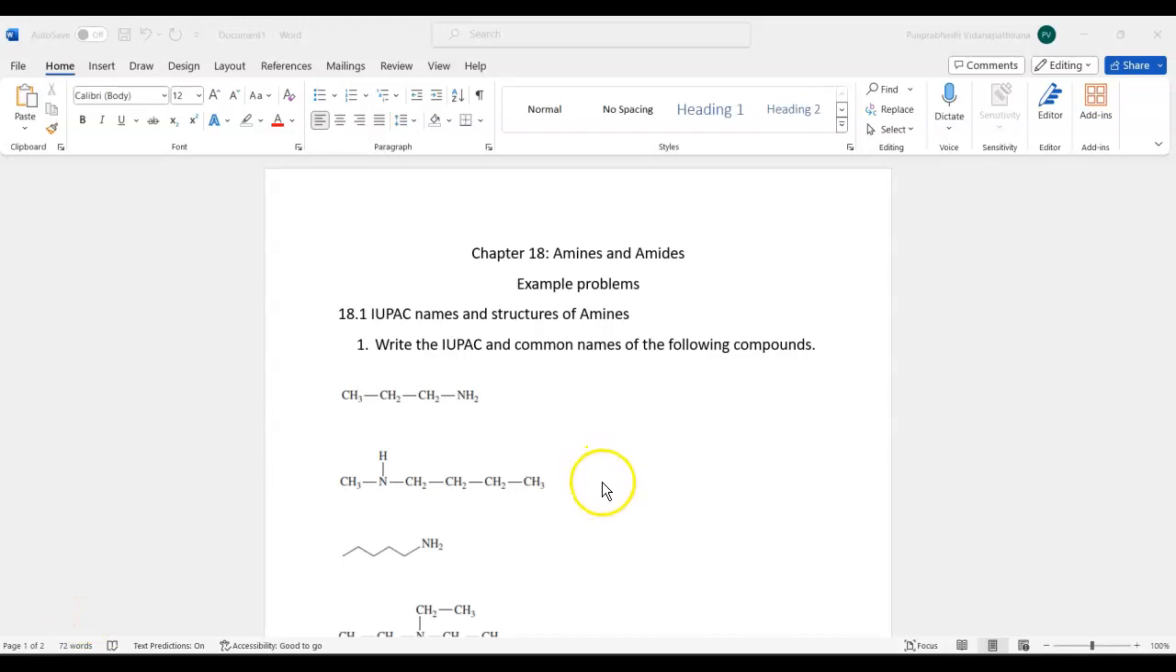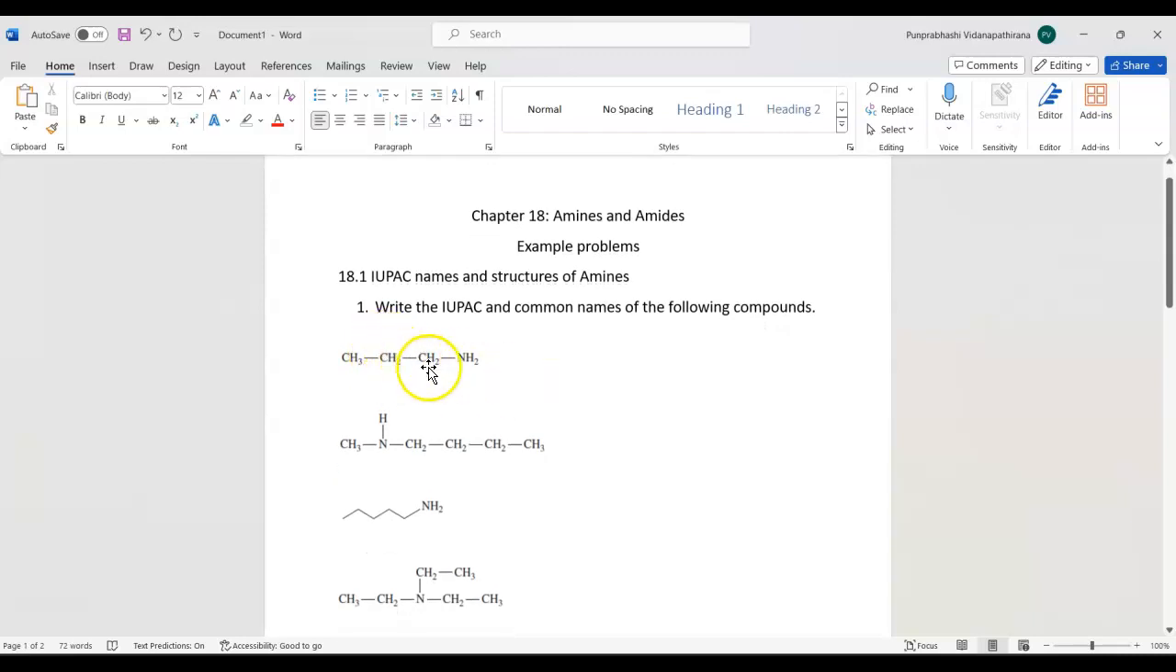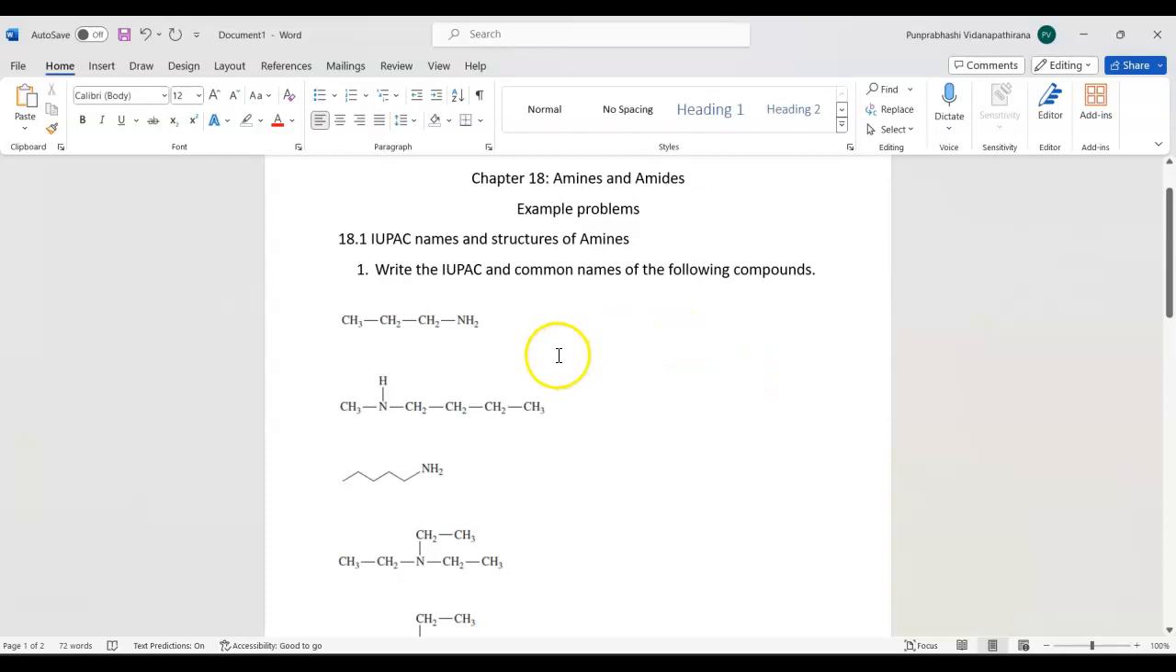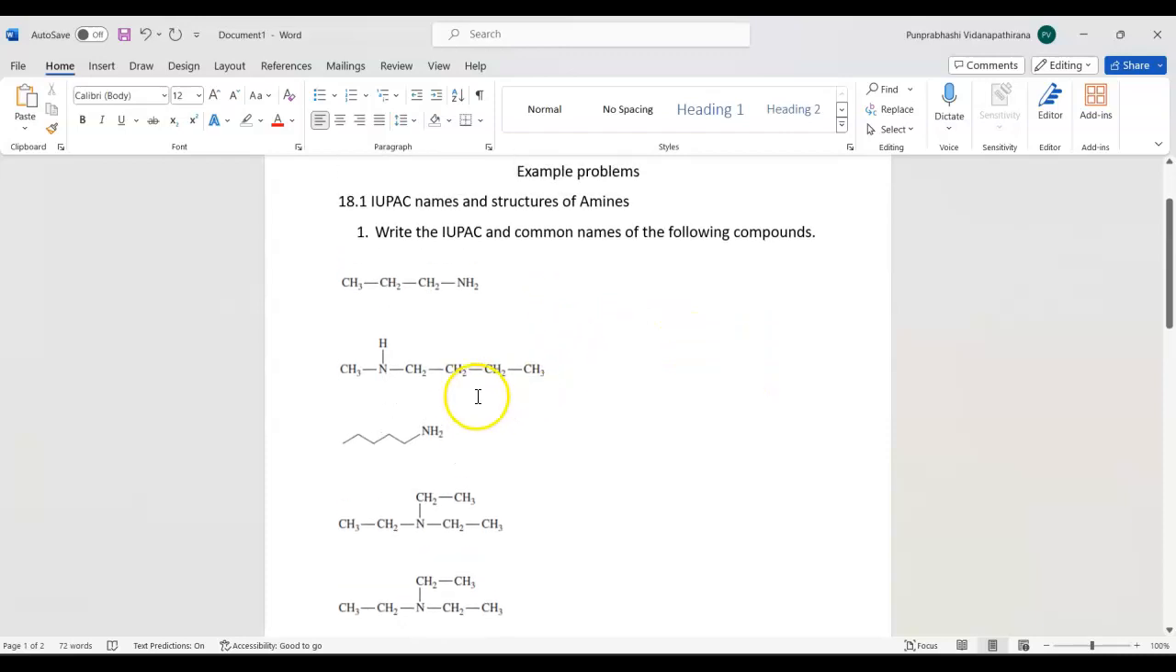These are some example problems from chapter 18.1, IUPAC names and structures of amines. The first question is: write the IUPAC names and common names for the following compounds. Now I want you to try these questions first before you watch this video, and then you can come back and check your answers.